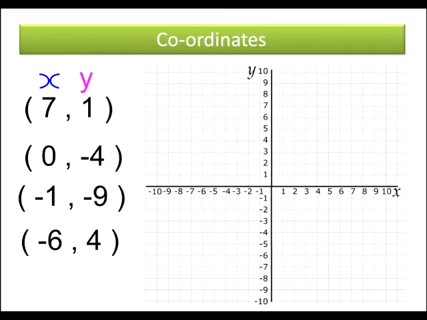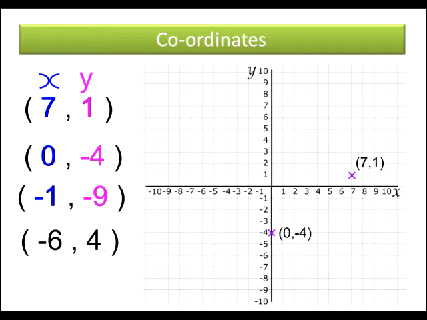So here are 4 coordinates. Why don't you have a go at trying to plot them yourself, and then when you're ready, hit play and see if you got them right. So 7, 1, so it's 7 in the x and 1 in the y, it's there. 0, -4, so we're not going along at all, but we're going down to there.